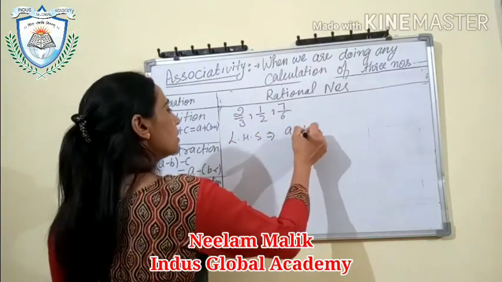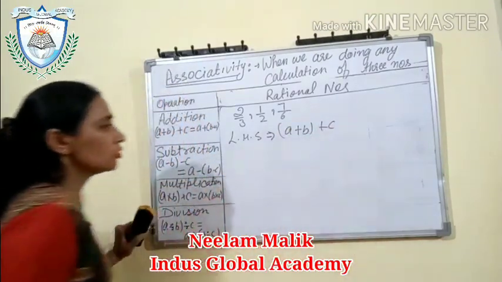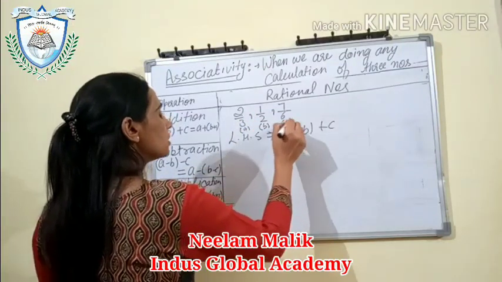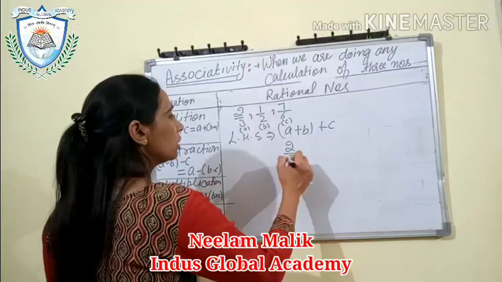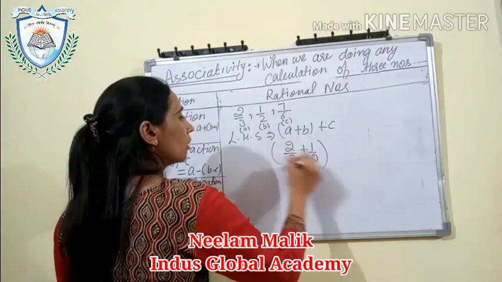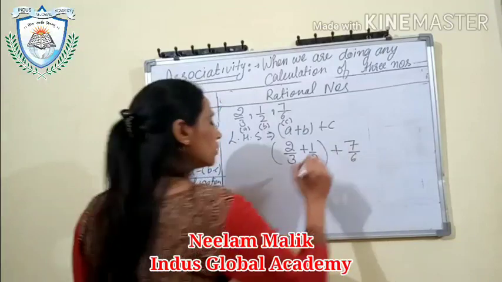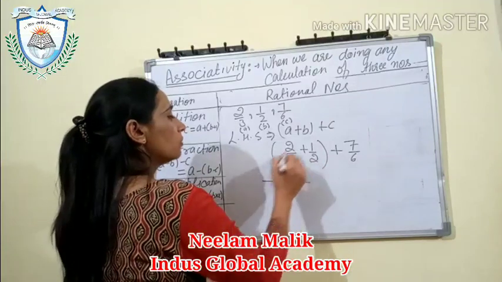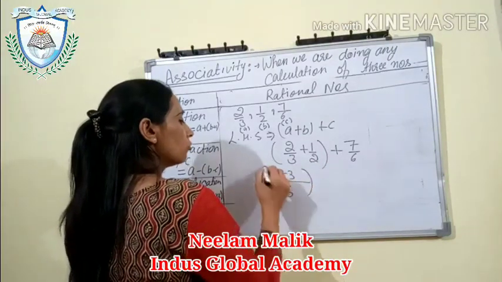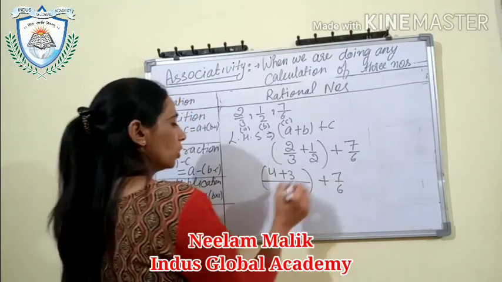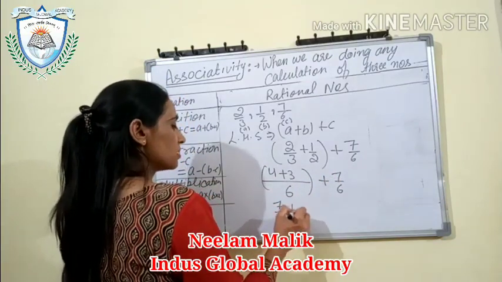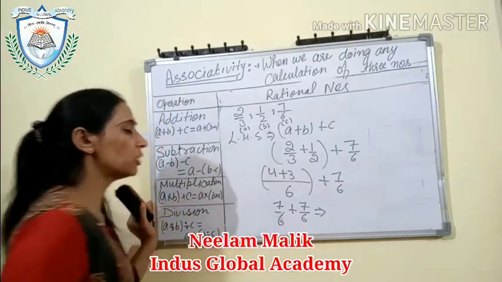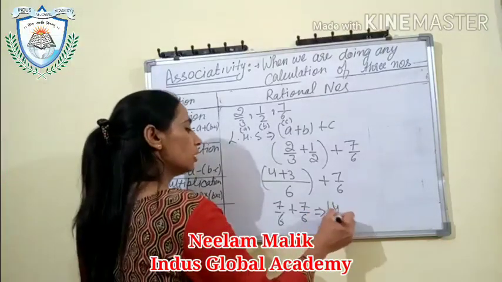That is a plus b plus c. So first you will add a plus b. This is your a, this is your b, this is your c. So 2 upon 3 plus 1 upon 2 plus 7 upon 6. First you have to solve these two. So how will you? First you will take the LCM. LCM will be 6. It will be 4 plus 3 within bracket, plus 7 upon 6. So what is this? 7 upon 6 plus 7 upon 6. Because now the denominators are the same, we will directly add them: 14 upon 6.